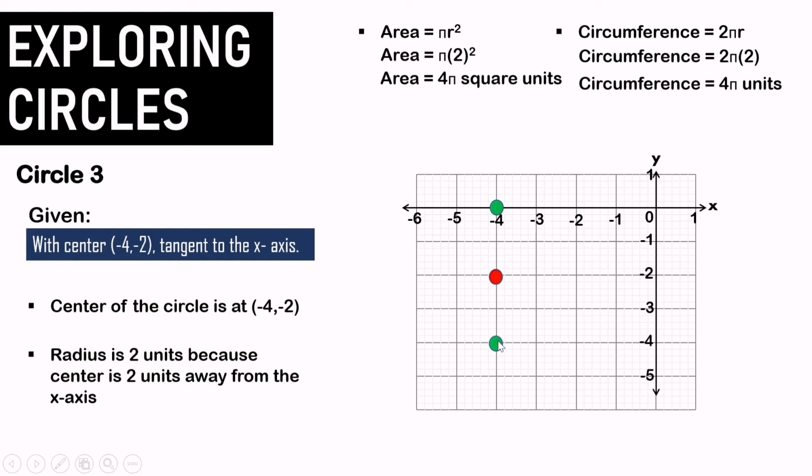So, dili ba dyan sa ubos. Sa left, 1, 2. Sa right, 1, 2. Okay. So, mauna ato ang drawing sa circle.